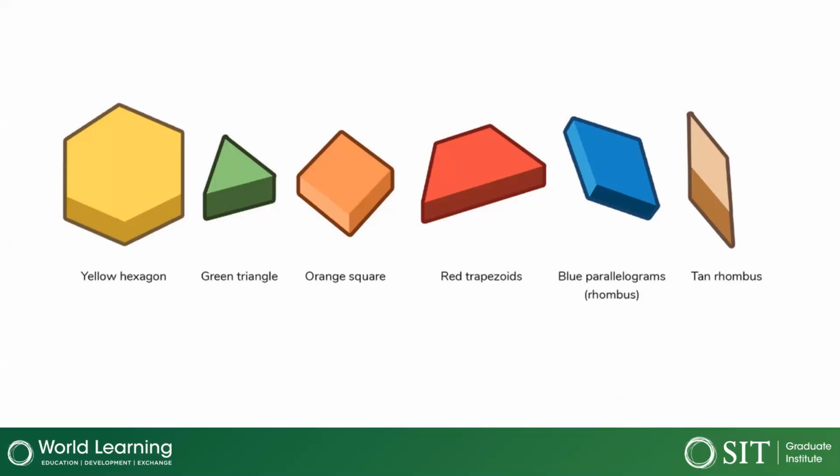Pattern blocks also allow children to learn different types of shapes. They can be cut out from paper, or you can actually have physical blocks, but they're really great for children to understand the number of sides on different shapes and how they differ from each other, the properties of different shapes.